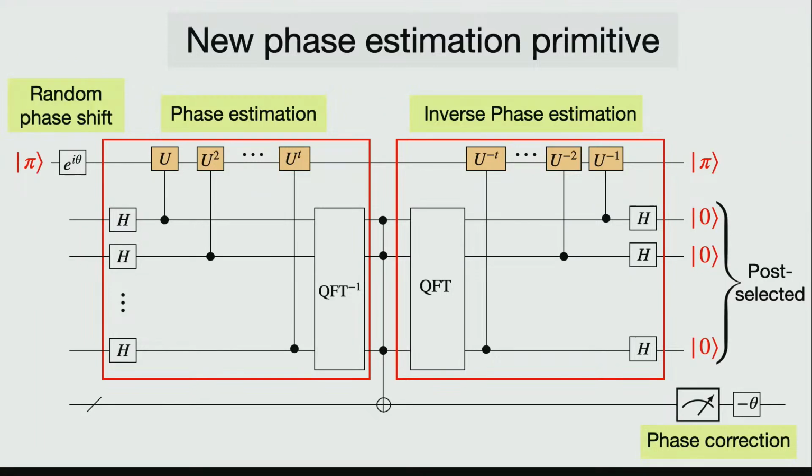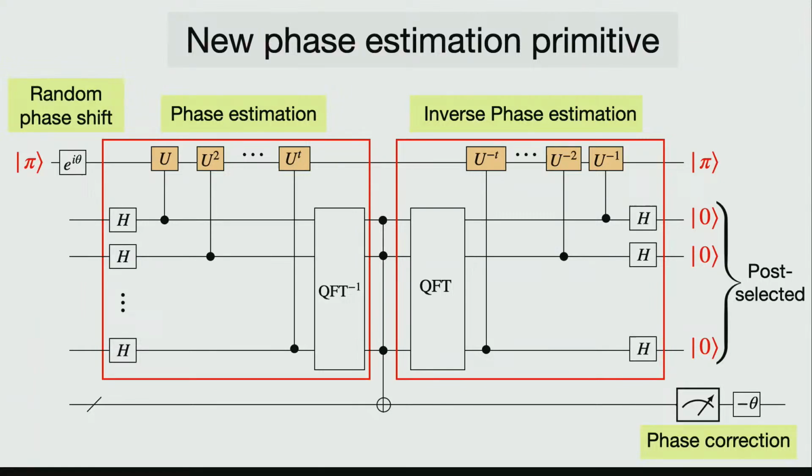registers, and then you undo phase estimation, and you measure both the new qubits and also the old qubits that were used by phase estimation. And finally, at the end, you apply some phase correction that subtracts the original phase shift from the estimate.